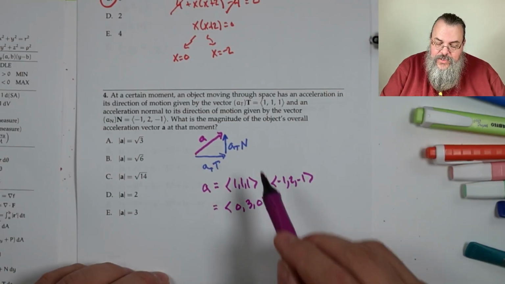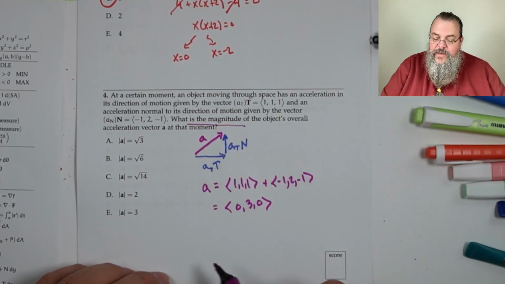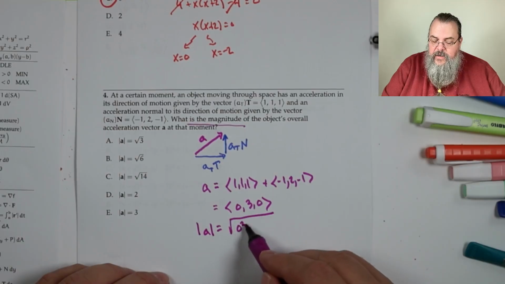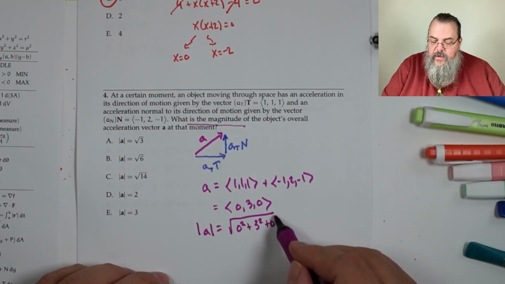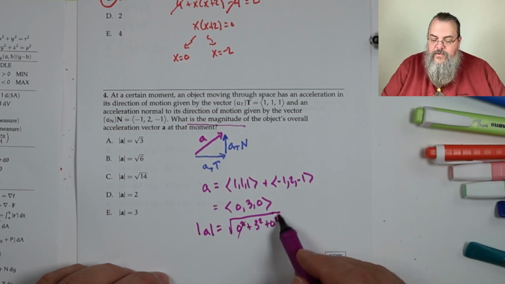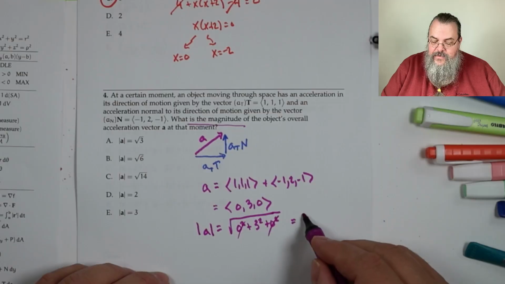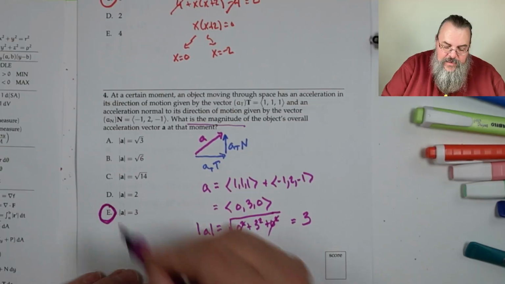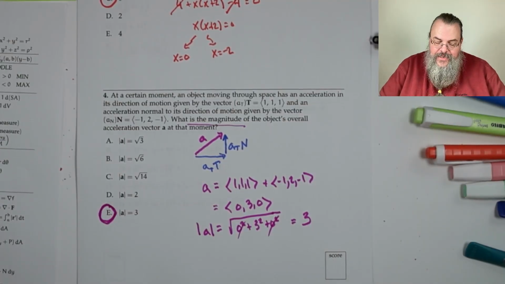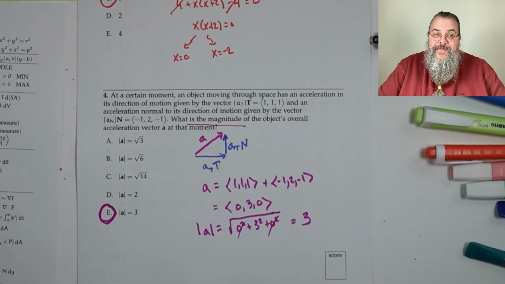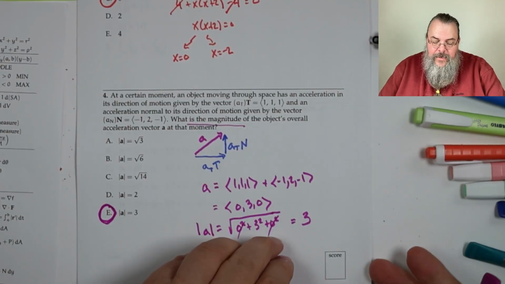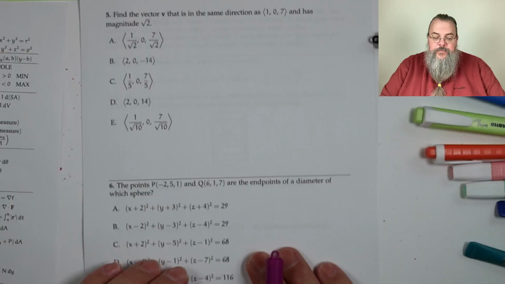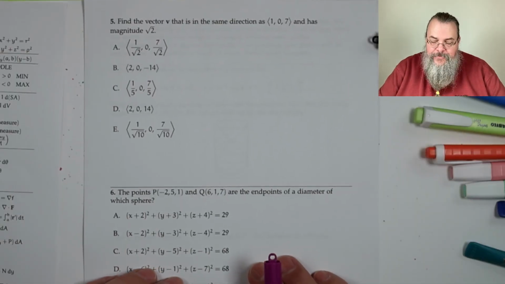Now, what's the question? What's the magnitude? So the magnitude, well, that's the square root of 0 squared plus 3 squared plus 0 squared. Oh, okay, I can ignore that. Square root of 3 squared is 3. So our answer is the magnitude of acceleration is 3. All right, great. That wasn't so bad. We're doing wonderful. Two more multiple choice to go.